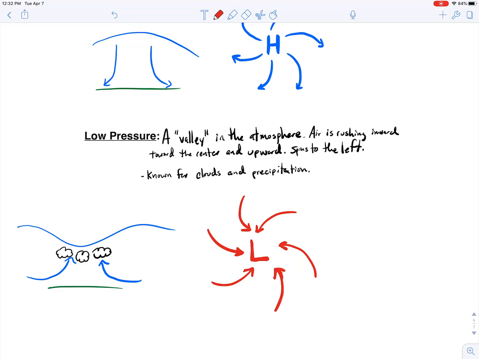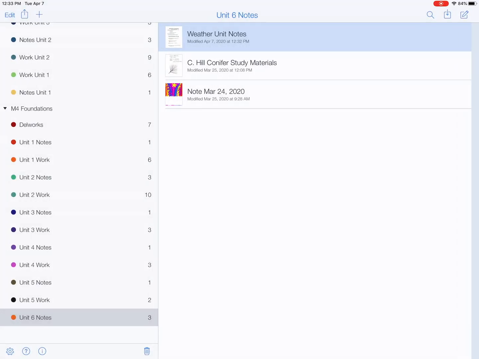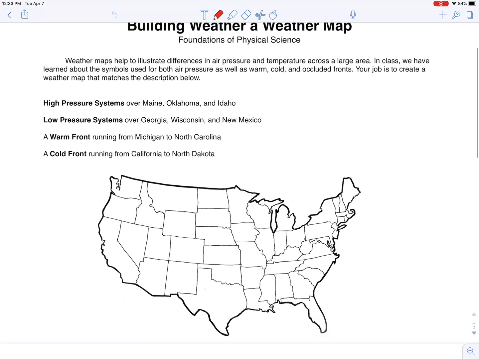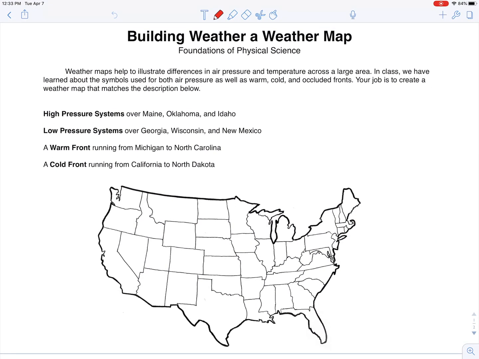Our assignment is posted under today's topic in Google Classroom. I believe it's the weather map activity, I called it, and I have it saved in Notability as well over in here. Building a weather map activity. Hopefully you've got this opened up in Notability and you're ready to go. This is just us getting used to drawing these symbols on a map. We're going to mix in that warm and cold front stuff that we did last time as well. And we'll start to put together a weather map that looks an awful lot like those weather maps you're going to see on the news.